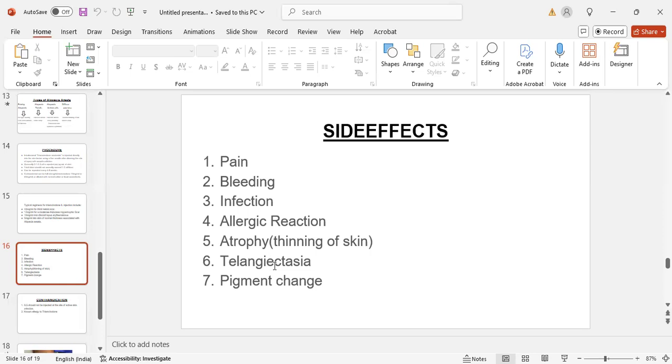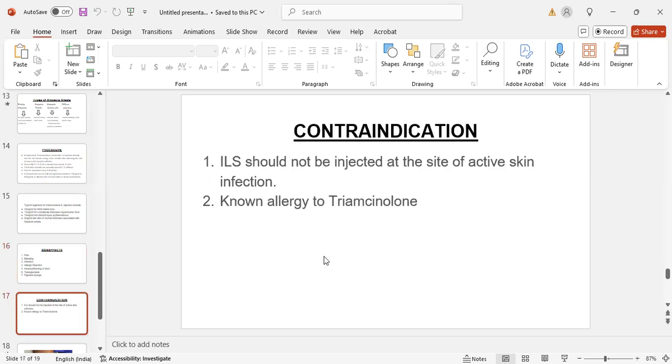Next is telangiectasia. What is it? The minute small vessels at the site can become visible. You have to take care of that. And pigment change is mostly seen in dark patients. A hypopigmented patch can be seen at the site of the keloid or alopecia areata. So you have to take care of these side effects.